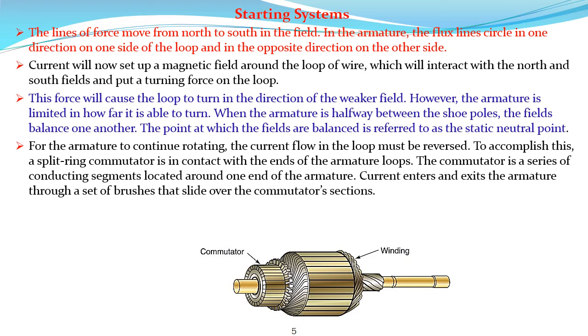Current enters and exits the armature through a set of brushes. These brushes, which are connected to the commutator, slide over the commutator's sections around the commutator.